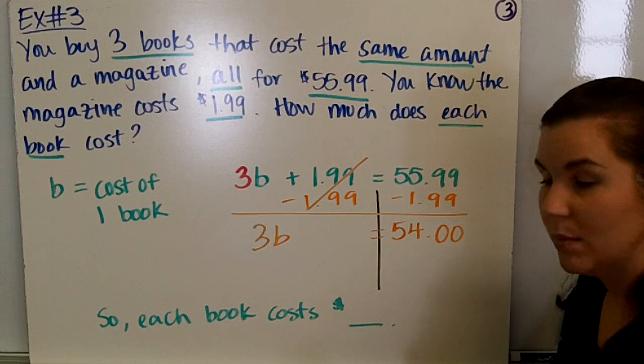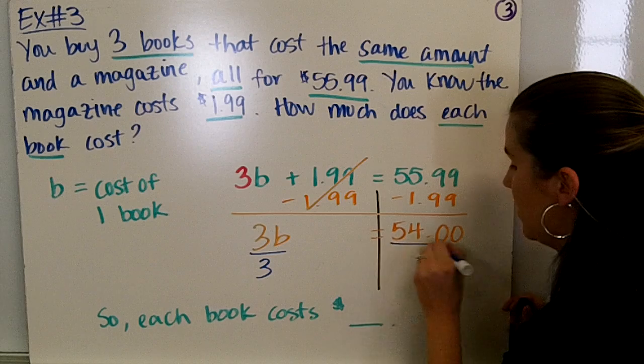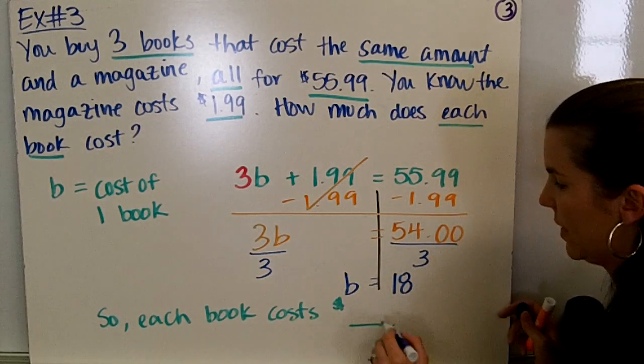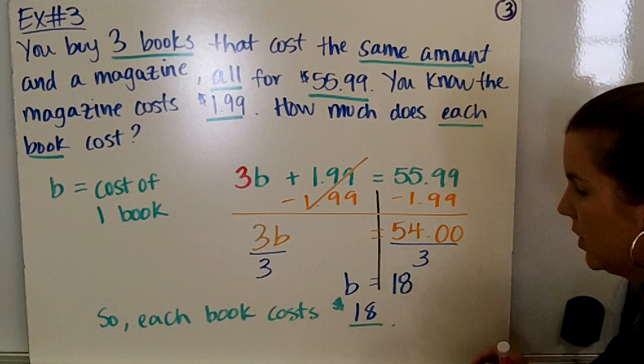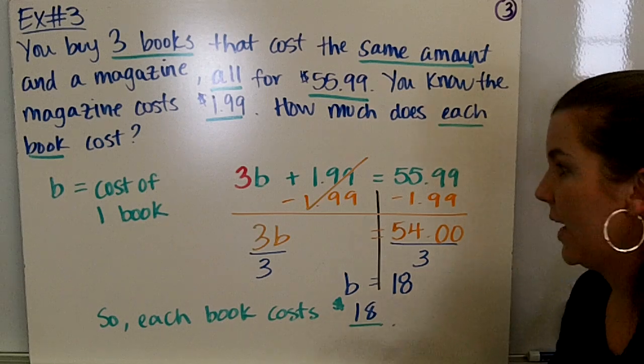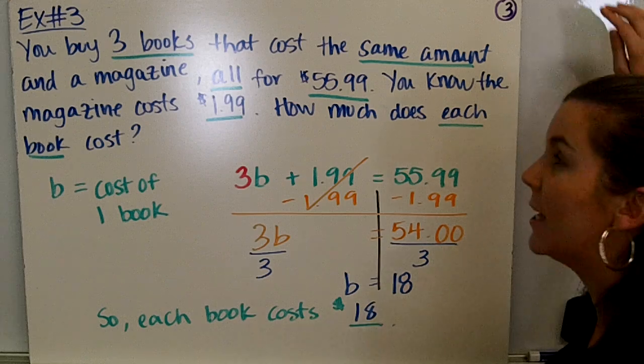3b, that means 3 times b. The opposite, divide. Divide both sides by 3. B equals 18. 54 divided by 3 is 18. So each book cost $18. You can go backwards and check. 18 times 3 plus $1.99 has to give you $55.99.